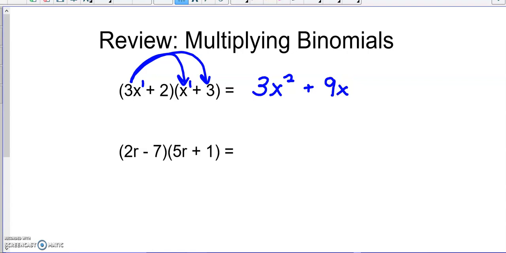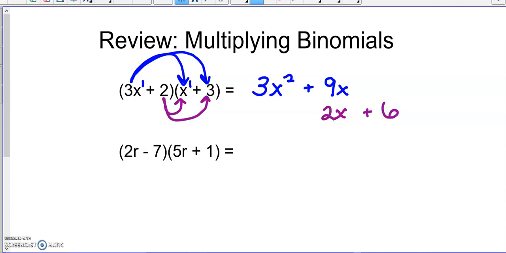Okay, then now that my 3x has been multiplied by each term in that second binomial, I'm going to multiply my 2 by both terms. So my 2 has to multiply by my x, which is 2x. I'm going to put that in line with my 9x since they are like terms. And then my 2 has to multiply by my 3. So 2 times 3 is 6.